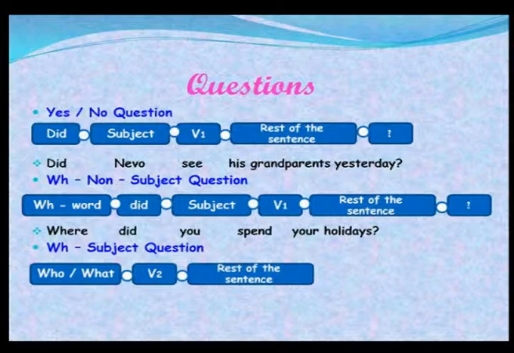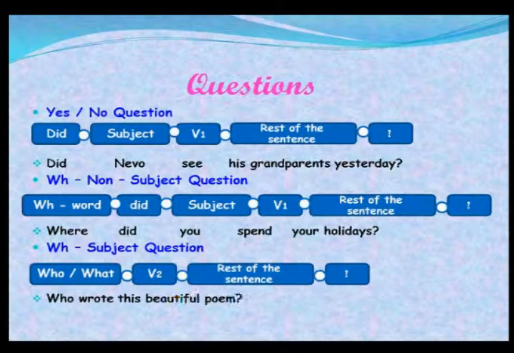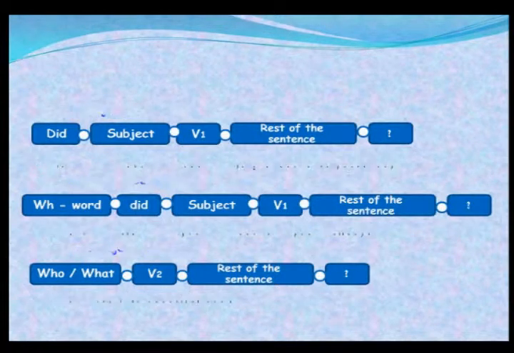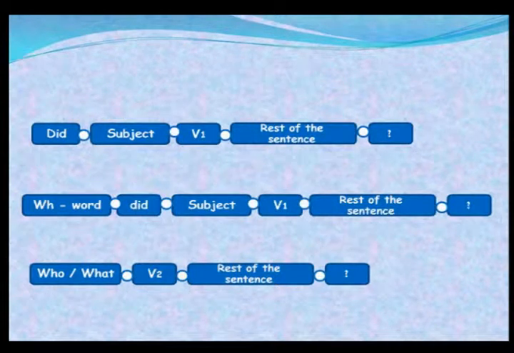This I want to mention here. Sometimes it does not need the auxiliary verb did. So for example, below here, who wrote this beautiful poem? So we don't need did as an auxiliary verb.